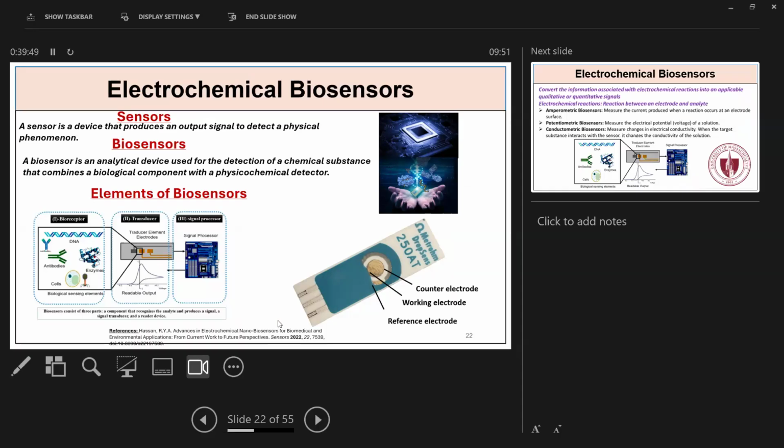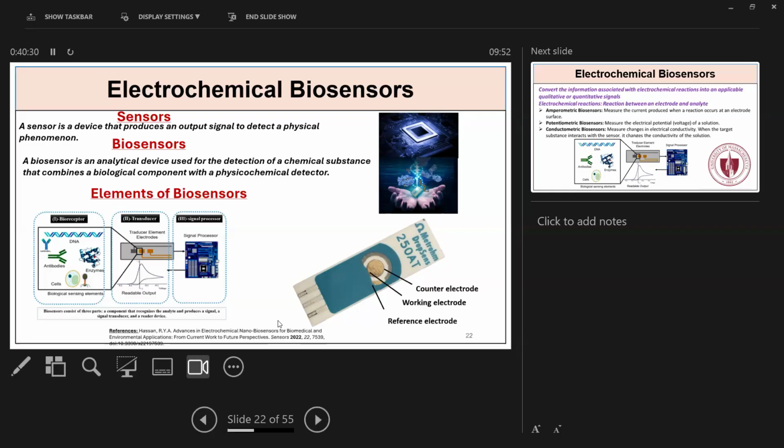So we are trying to use proteomic biomarkers. Using which technique are we going to use these proteomic biomarkers for the detection of cancer? We are focusing on electrochemical biosensors. As we know, a sensor is nothing but a device that produces an output signal to detect any kind of change in physical phenomena. We have pH sensors, temperature sensors, humidity sensors, everything, just to give you an output signal in the detection of a physical phenomenon.